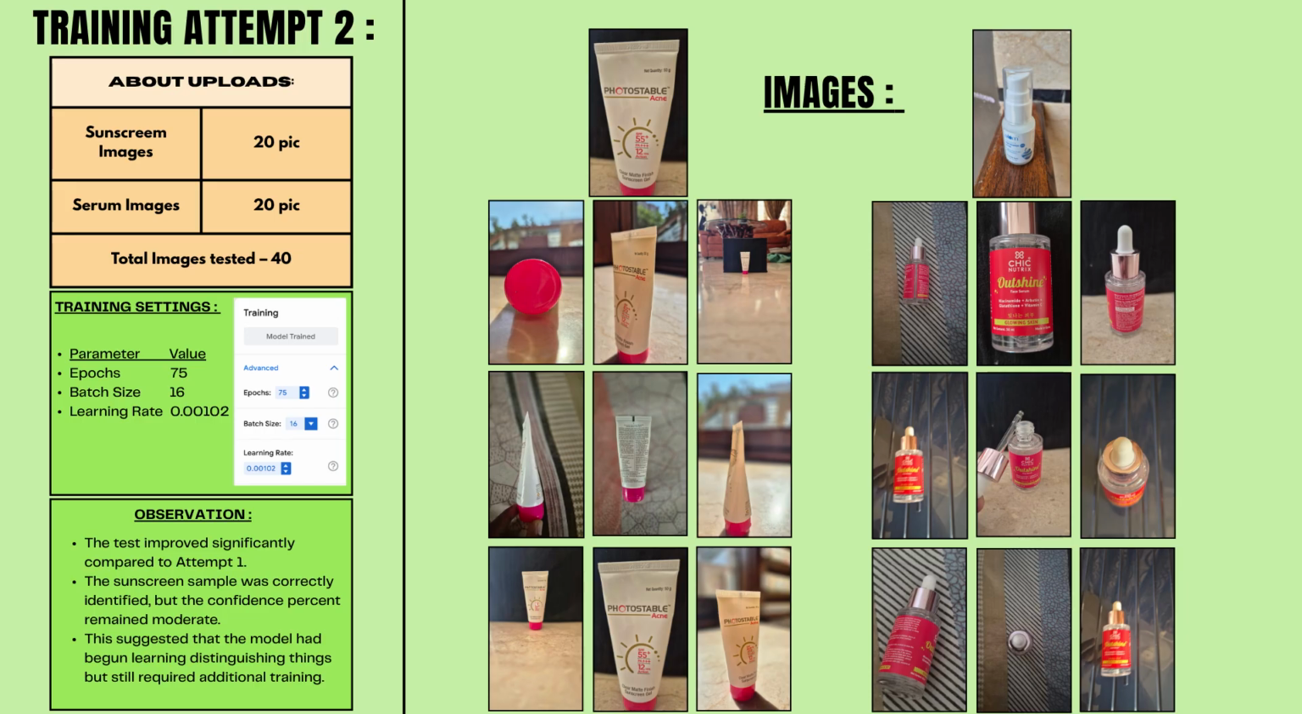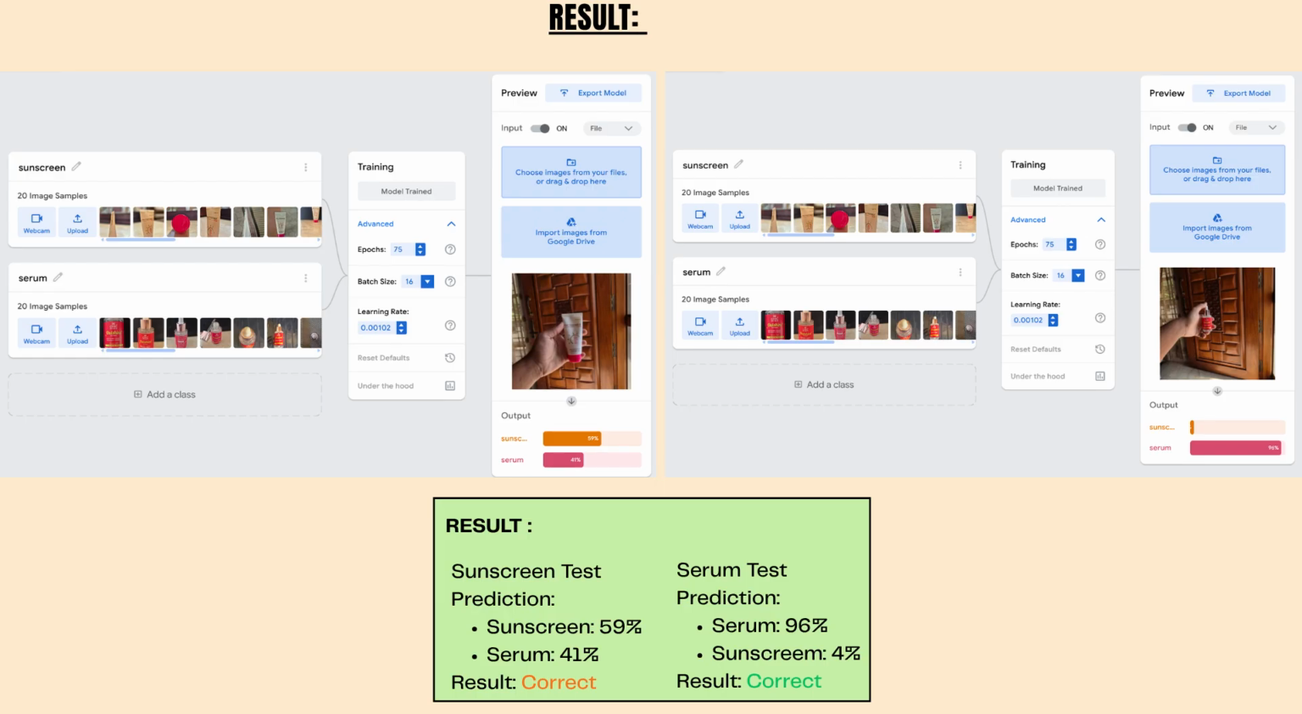Now here we can see some of the observations. The quality of the images was improved, so the AI also identified the items a bit more correctly. As I said, the sunscreen was identified only a very little bit before. This suggests that the model is beginning to understand the images and the product I'm showing it. These are all the sunscreen images and these are all the serum images that I uploaded in testing 2. If we see the result, when I uploaded the sunscreen image, it now shows 59% sunscreen. So the confidence level shows that the sunscreen is 59% and serum is 41%.